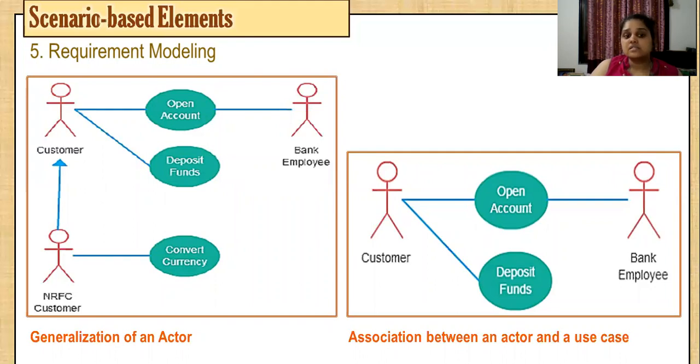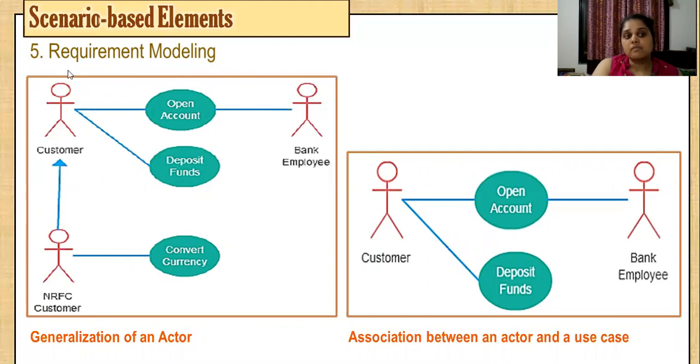Inheritance is a concept where you are taking or borrowing properties from your parent class. Remember your prerequisite lectures number 1 and 2. In the first we saw what is inheritance, and in the second we saw inheritance in UML. So generalization of an actor is this diagram. From here I have taken it as it is, and I have created an NRFC customer, which is a subclass of customer. So this is your parent class and this is your child class.